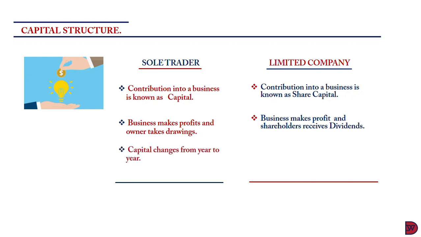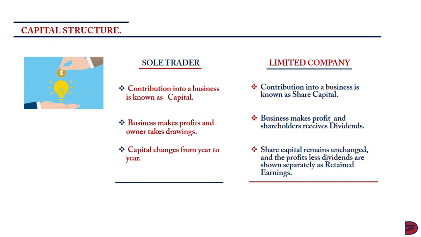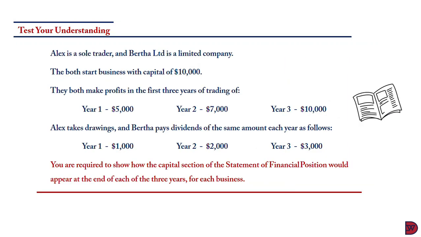Capital for sole trader changes from year to year in the statement of financial position. It is increased or decreased by profit or loss respectively, as well as being reduced by drawings. For the limited company, the share capital remains unchanged unless there is introduction of new shares in a period. Now here, the profit and dividend are netted and presented separately from the share capital in the statement of financial position as retained earnings. Let's test our understanding.